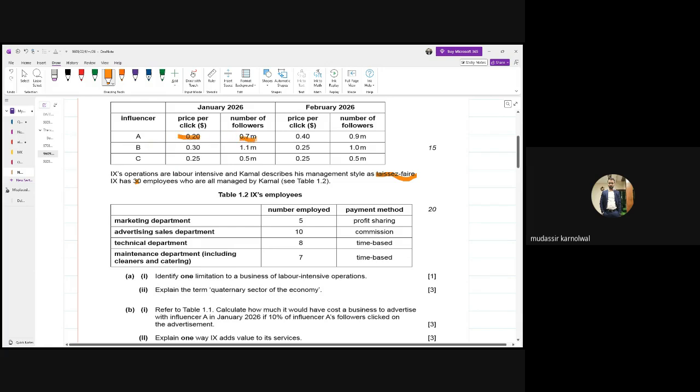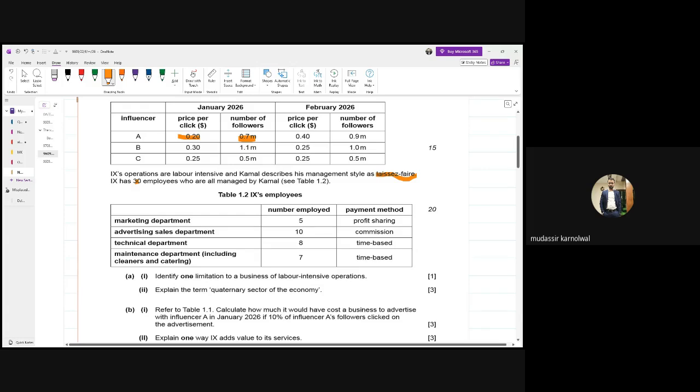Number of followers is 0.7 million. That is 700,000. They are simply saying, calculate how much it would have cost a business to advertise with influencer A. Okay, if 10% have clicked, so we will take out 10% of 0.7 million, that would be 70,000. Okay, and then you will multiply it with 0.20. 70,000 multiplied by 0.20 will be the answer. Okay, I'll show you all the answers as well.